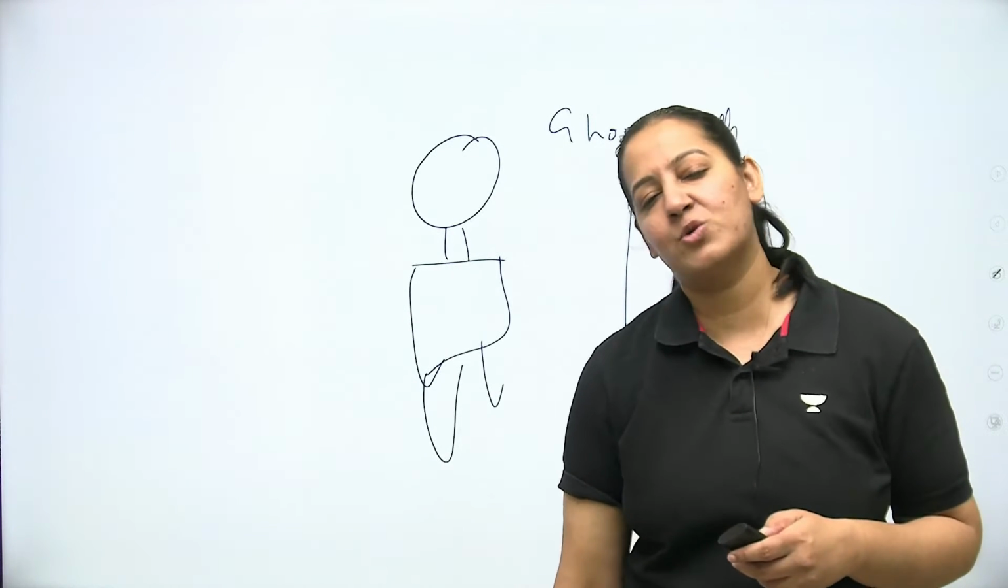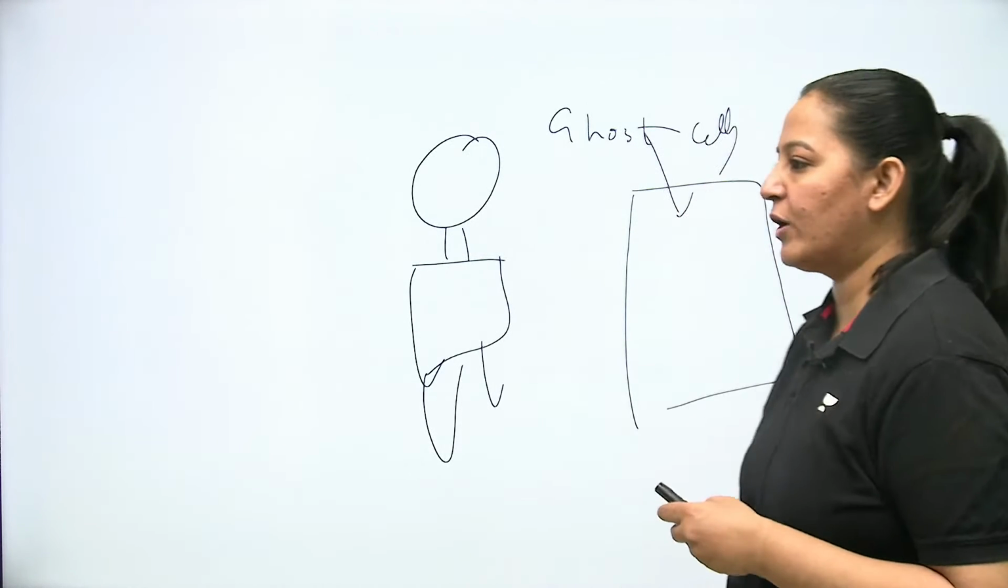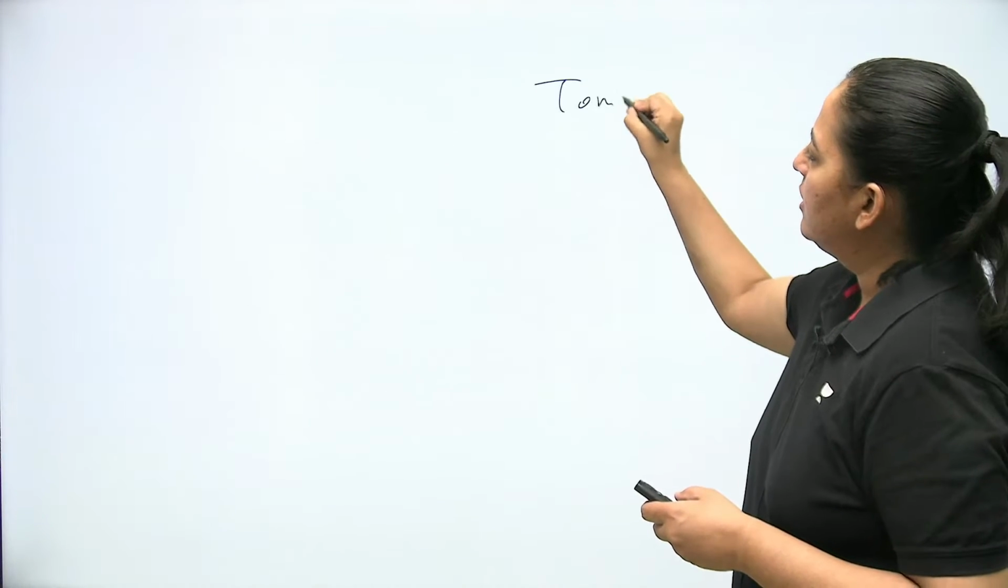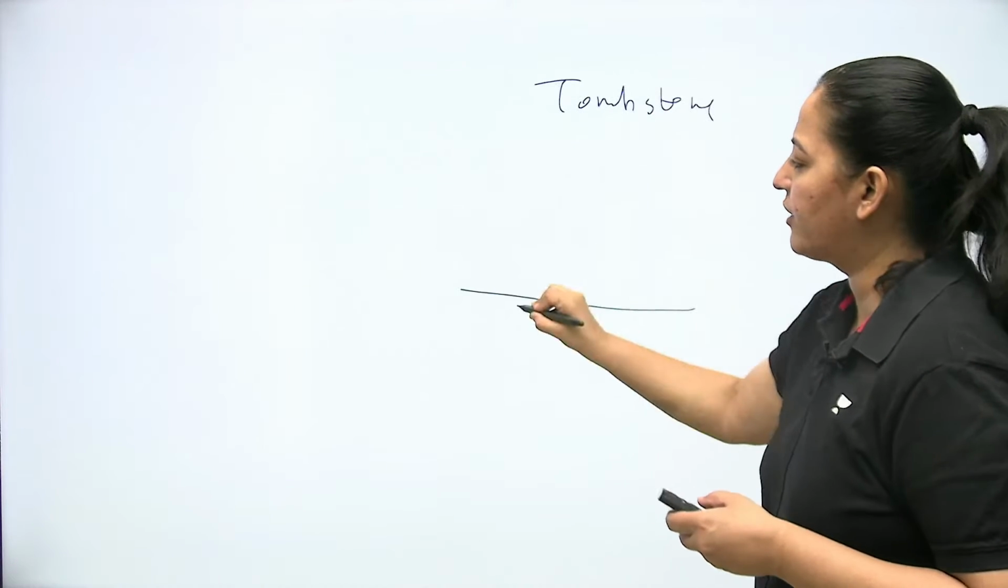So in coagulative necrosis, ghost cells are formed. This is the reason why we call them ghost cells. Give me a thumbs up. The second, we also call them tombstone. You know what is a tombstone? Tombstone is a stone which is present over a graveyard.